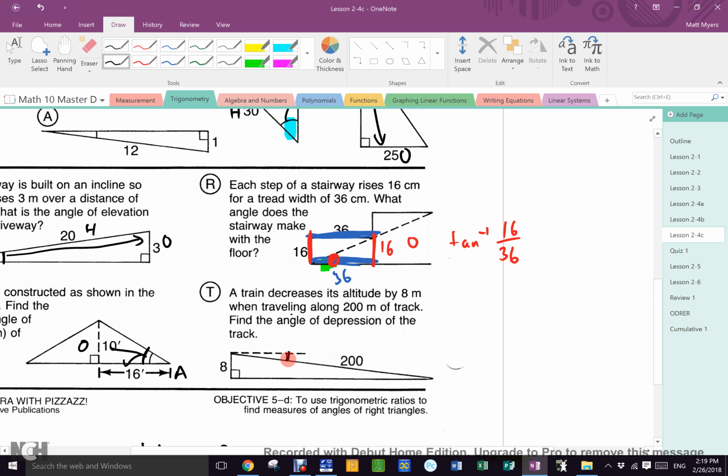So, isn't that angle the exact same as that angle? Yes. So, you have an opposite and a hypotenuse. So that is shift sine of 8 divided by 200.